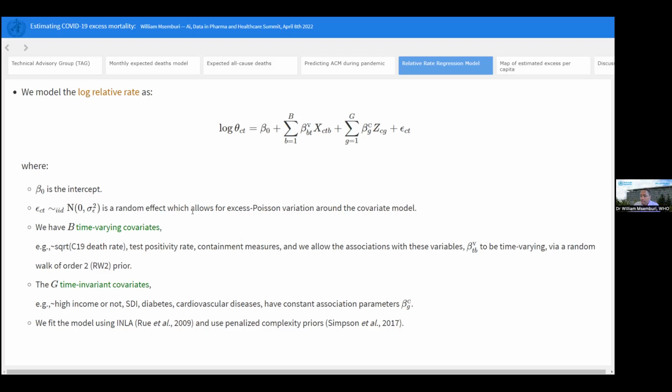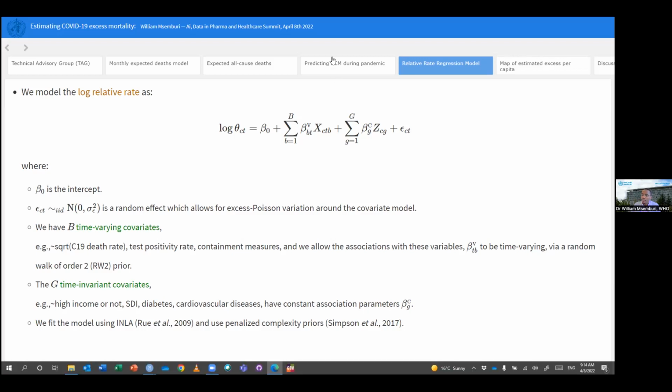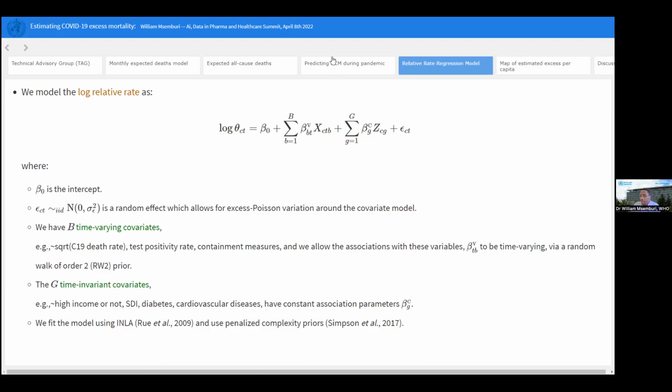These are things like whether or not it's a high income country, and the socio-demographic index. This is a composite index similar to the Human Development Index. It's made up of your log GDP per capita, your education, your fertility rate, so you're able to create a composite measure there in the SDI. Then we have diabetes prevalence and cardiovascular mortality rates. These are your comorbidity levels, and we use those within the model as well. And we assume that these have a constant association with our relative rate parameter.